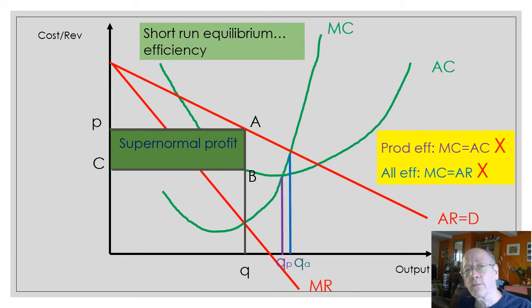So are we efficient? Well, of course we're not, because this is imperfect competition among the many. How can we prove that? Well, to be productively efficient, we need to be producing at the bottom part of the AC curve. So we need to be at QP. We're at Q, so we're not productively efficient. To be allocatively efficient, we'd need to be producing where MC equals AR at QA, where the bluey line is, and again, we're not there, so we are not efficient.